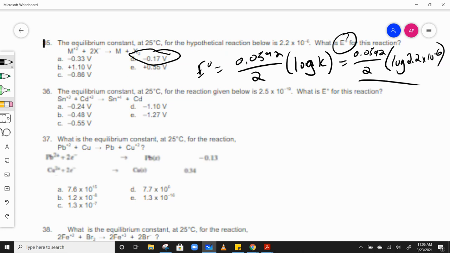Okay, it's actually the same thing for this one. You're just plugging that in right there. And when you plug it in, you get C.